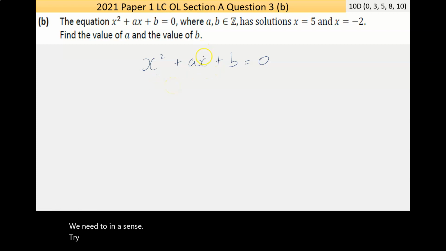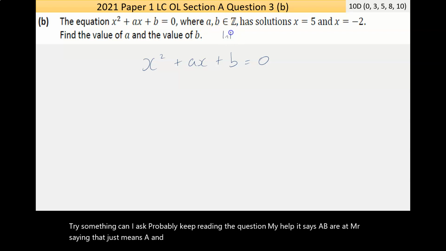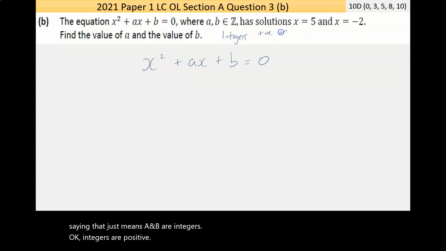Now I should probably keep reading the question, it may help. It says a and b are elements of Z. That just means a and b are integers. Integers are positive or negative whole numbers.